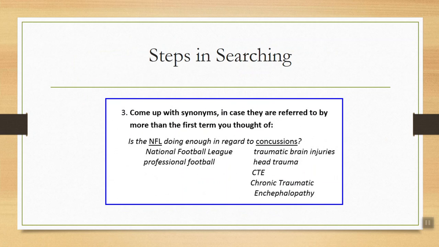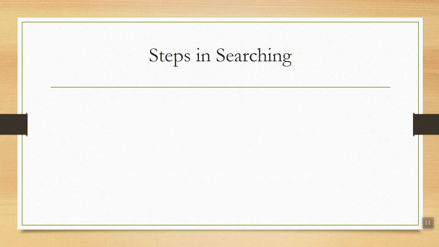Now, databases are different than Google. Google, if you put in NFL, it'll also pull up articles that refer to the National Football League because it knows you mean the same thing. It's looking to find as many sources as possible based on the words you put in. Databases are different. They're looking specifically for the words you put in that search box. So you have to try different combinations, which leads us to step 4.